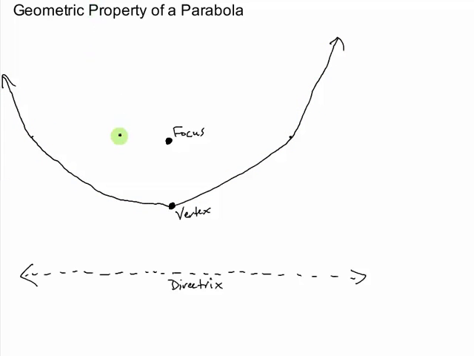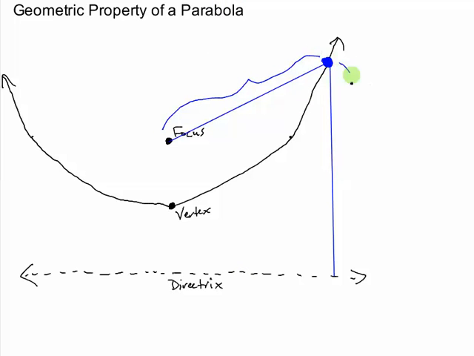And this property says that pick any point on the parabola. Let's say this point up here that's in blue. Pick any point on the parabola, measure the distance from that point to the focus. That distance will be the same as the distance from that point to the directrix. Now, my picture here is not great because it's hand drawn, but this distance is equal to this distance.